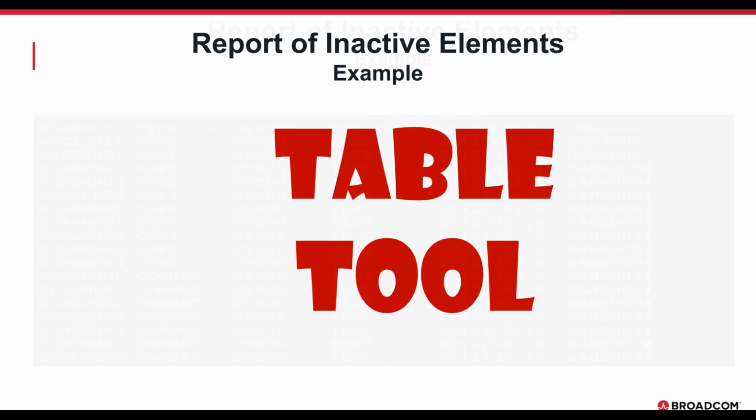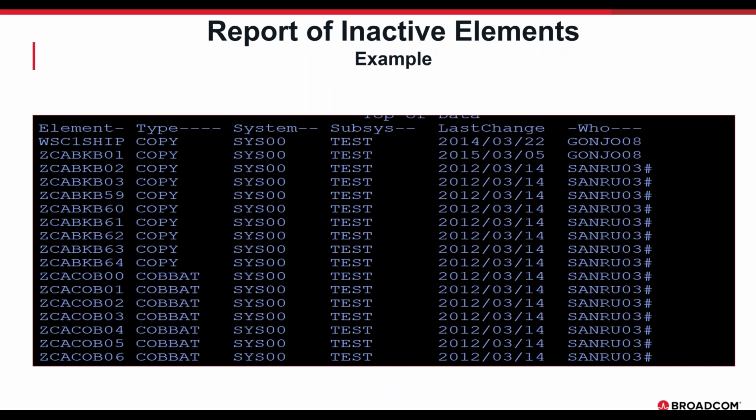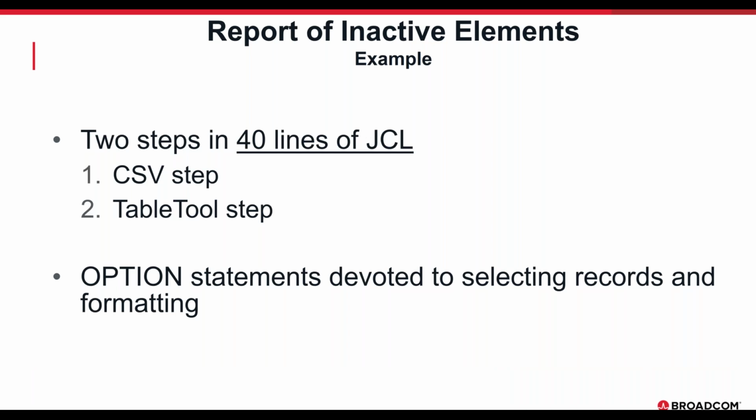Now we're going to another example. This one is formatted a little bit nicer than the first example. This again is reporting the same kind of comma separated value data, data that is built by the Endevor CSV utility. However, this time you can see it looks more like a report. This report is able to be produced in 40 lines of JCL.